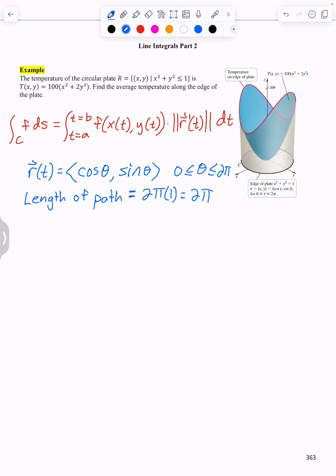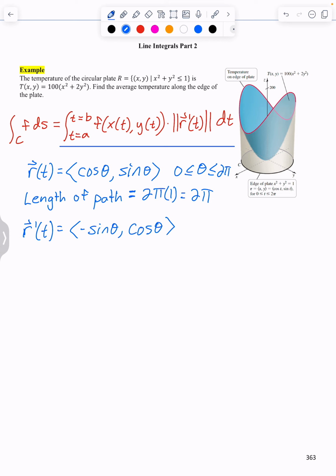So I have r, I'm working up, I have this definition of a line integral. This is how we can get the measure, the sum of all the temperatures on the outside of that disk. We use this formula. So I've got to work up to that formula. I have an r, I need an r prime. So if I take the derivative, I get negative sine theta, cosine theta.